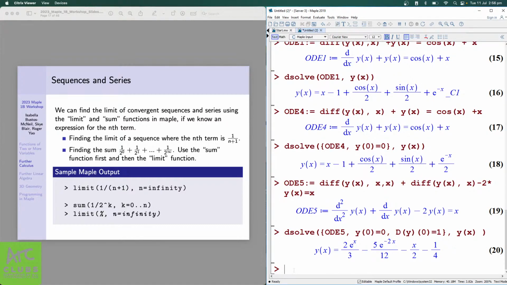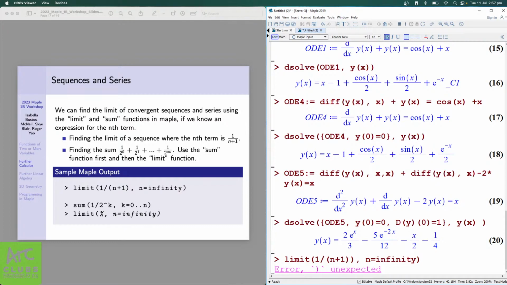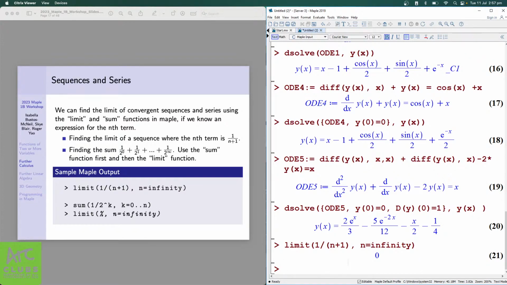So for example, if we're going to find the limit of a sequence where the nth term is 1 over n plus 1, we can do limit 1 over n plus 1, and that's n equals infinity. Oh, we've got an unexpected bracket somewhere here. Here we go. There we go. So it would be 0.